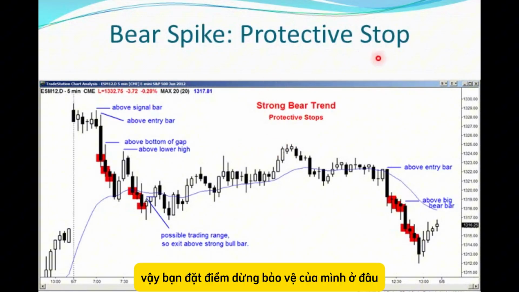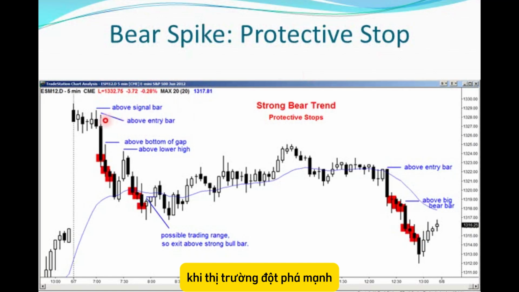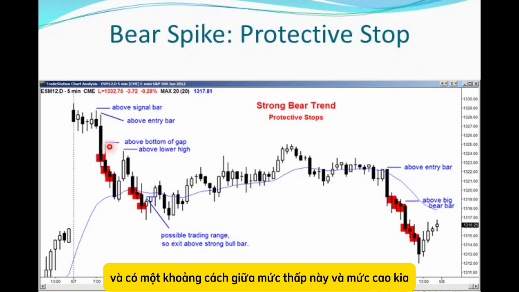So where do you put your protective stop when the market's in a strong bear breakout? Initially, if you sold below this bar, your stop is above its high. Once you had a huge bear bar, let's say you sold the close, let's say you sold here. At this point, you would move your stop to above the high of the strong bear bar. Another fairly strong bear bar, and there's a gap between this low and that high.